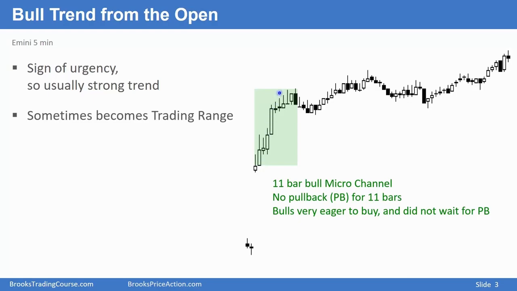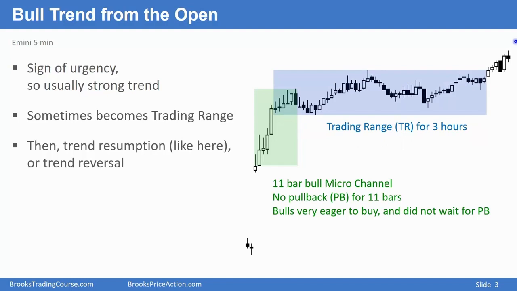When you have a lot of urgency on the open like this, a very strong breakout lasting about an hour or so, the market then usually goes sideways for several hours and then decides between trend reversal down and trend resumption up. Here, the market was in a trading range for 3 hours. At the end of the day, we got a little trend resumption up.